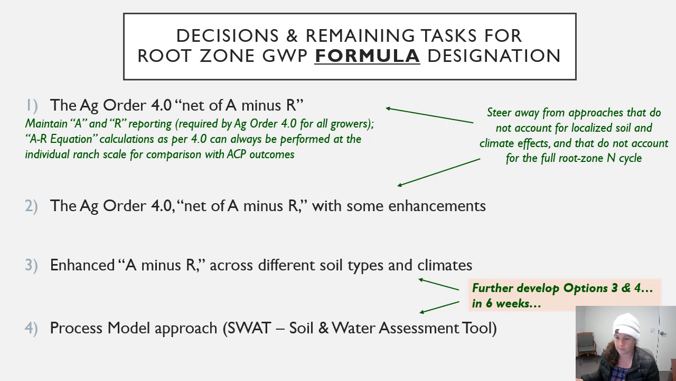However, for the purposes of the alternative compliance program, the majority of our stakeholders wanted to steer away from approaches that do not account for localized soil and climate effects, and that do not account for the full root zone nitrogen cycle. So that takes 1 and 2 off the table as the ACP alternative approaches. And that leaves us with the task to further develop options 3 and 4, or some hybrid of the two, within the next 6 weeks.